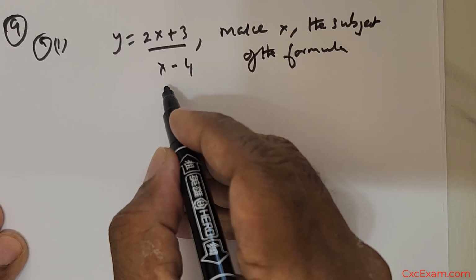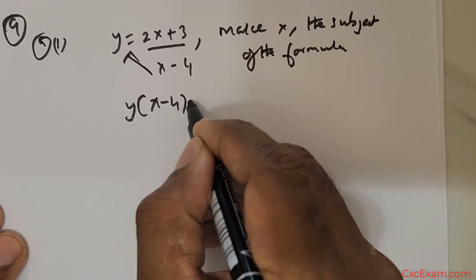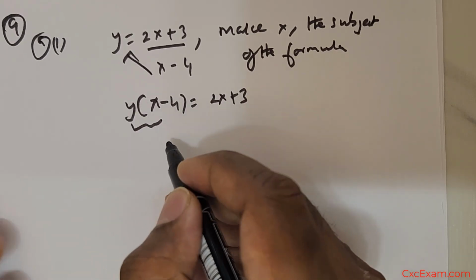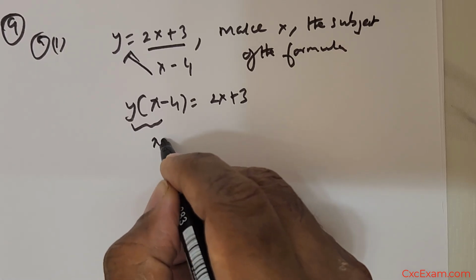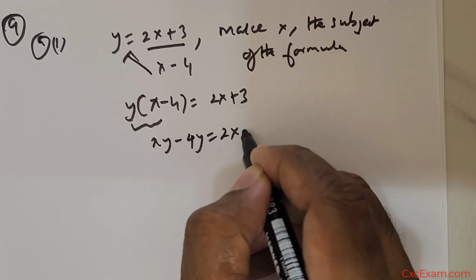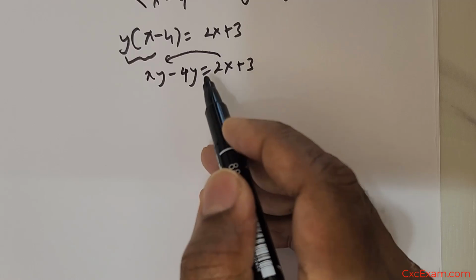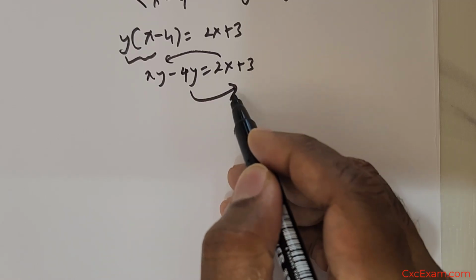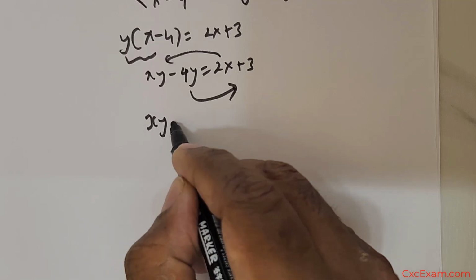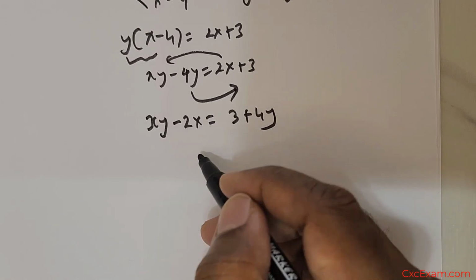So for that, what I wish to do is cross multiply. I will get y times (x - 4) is equal to 2x + 3. Then you distribute y. That would give you xy - 4y is equal to 2x + 3. Then you move this x to the other side, and move the y component to this end. So this would give you xy - 2x is equal to 3 + 4y.